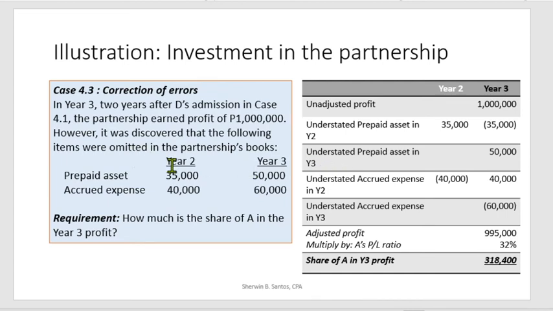However, mayroong sinasabing omission. So since these are omissions on prior years, you have to analyze kung ano ang magiging impact nito doon sa present year na kinocompute mong profit, kasi hindi mo na pwedeng balikan yung profit na na-recognize on year 2. So since this is a prior period error, you have to analyze what will be its impact on the current year's profit. So let's look at this.